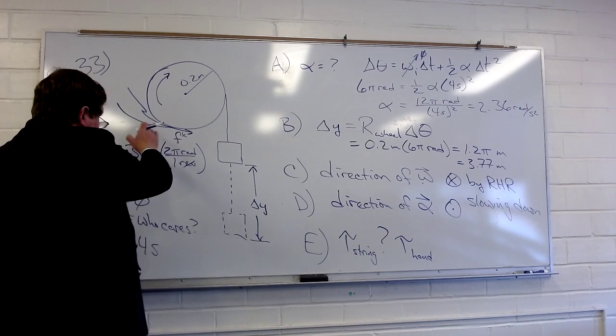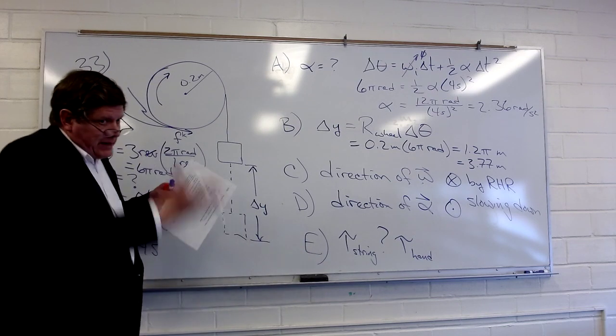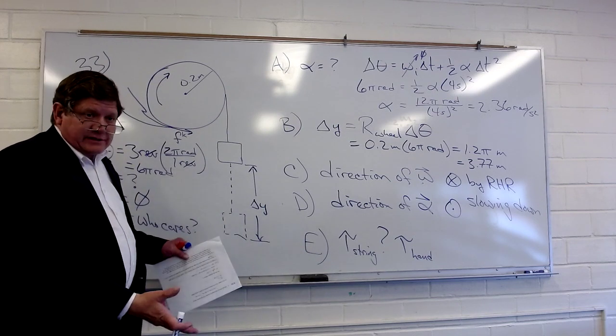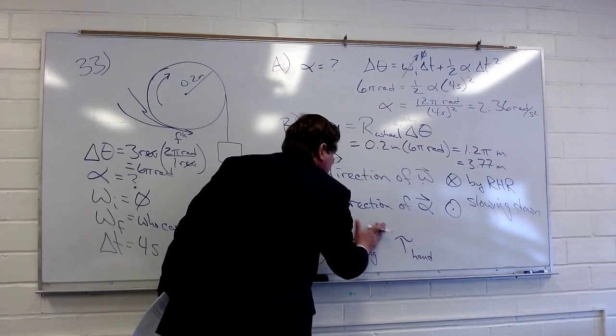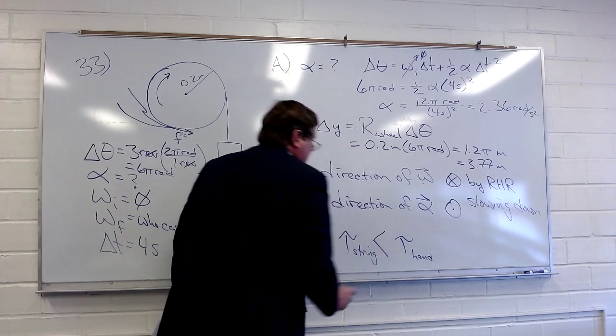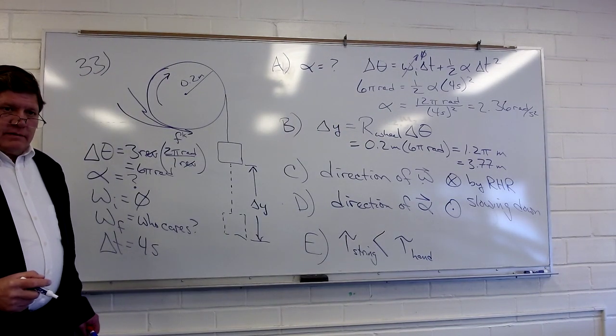Well, clearly in this case, the torque by the hand is winning because it's not speeding up anymore. It's not going at constant speed anymore. It's slowing down. And so that means the torque by the hand has to be greater than the torque by the string.